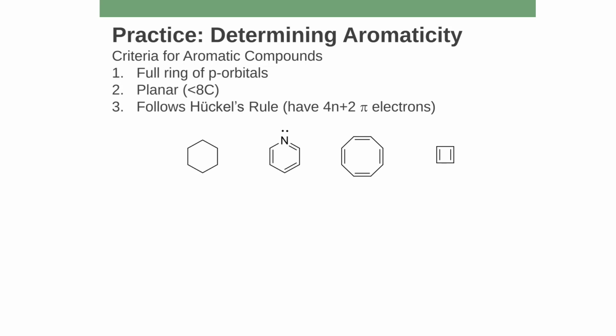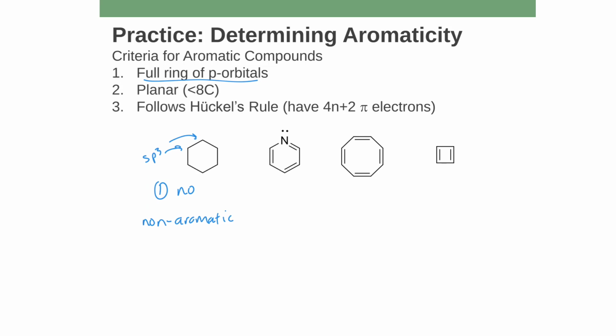So if we're looking at the first one here, right off the bat, a ring of p orbitals. It is a cyclohexane shape, but I don't see any double bonds, right? All of these carbons are sp3 hybridized. So it doesn't have any p orbitals, actually. So this is just not aromatic. It's non-aromatic. Just a normal compound. It's not aromatic at all. I don't even need to worry about is it planar or follow Huckel's rule, because I don't even get past that first criteria.